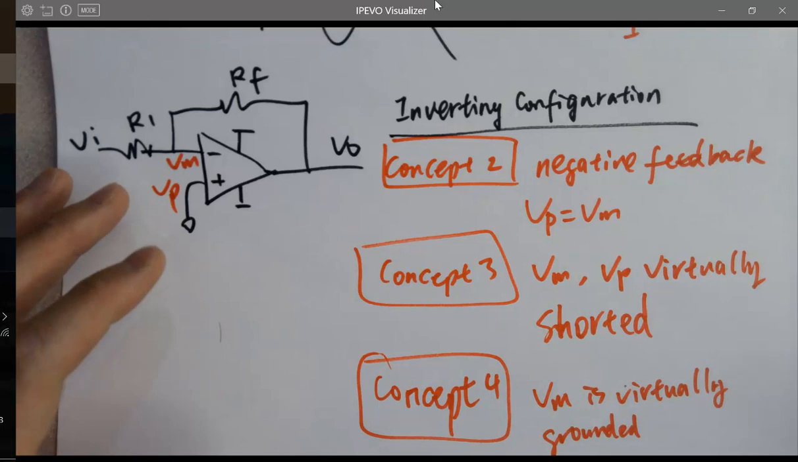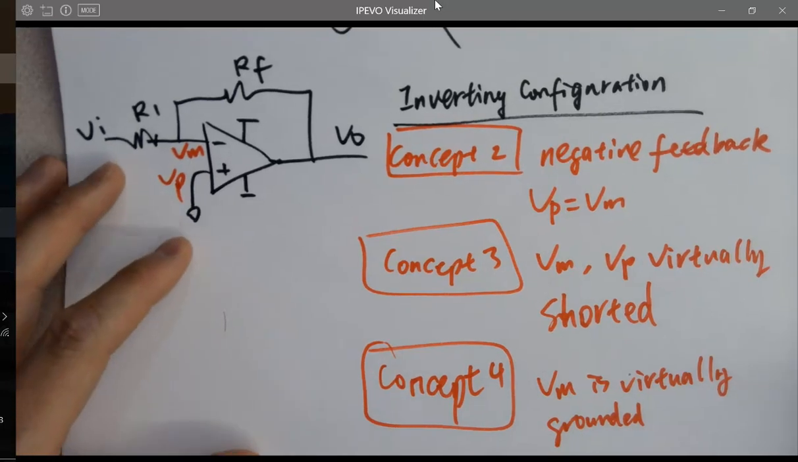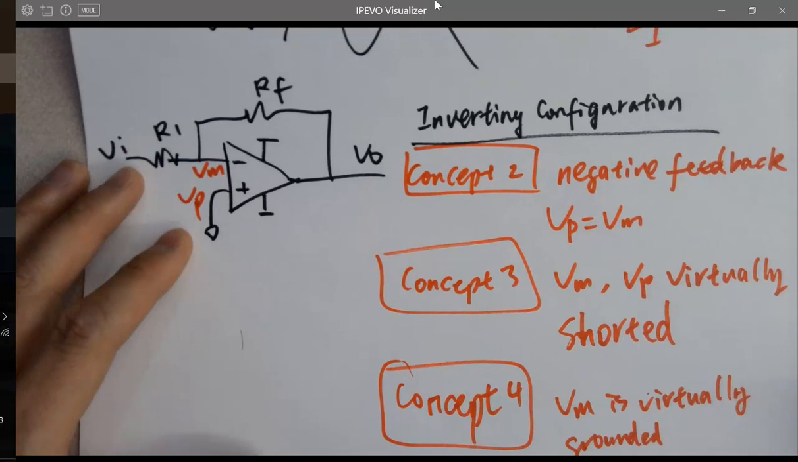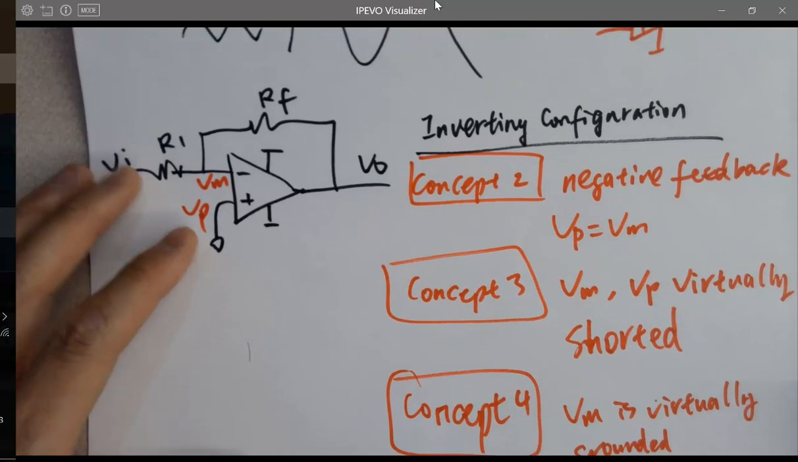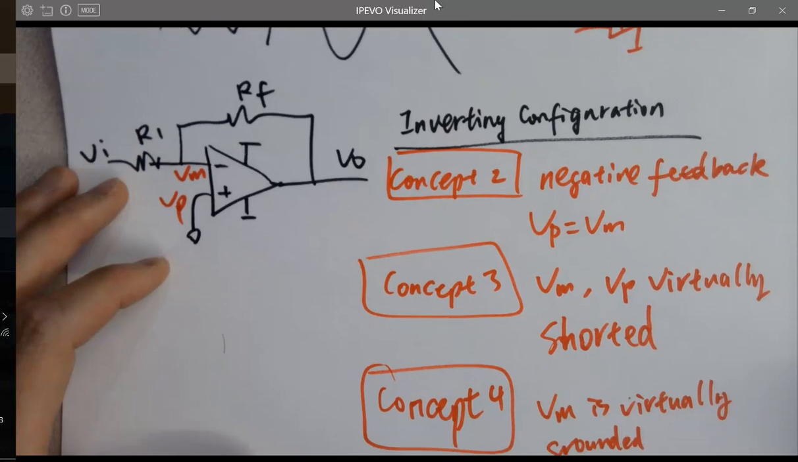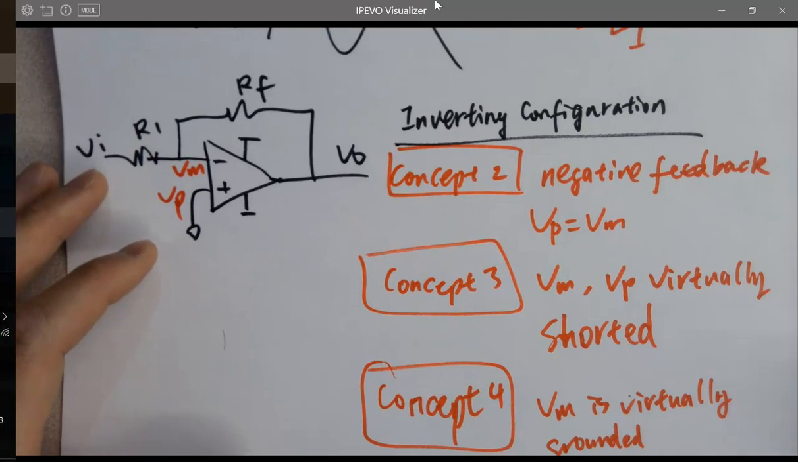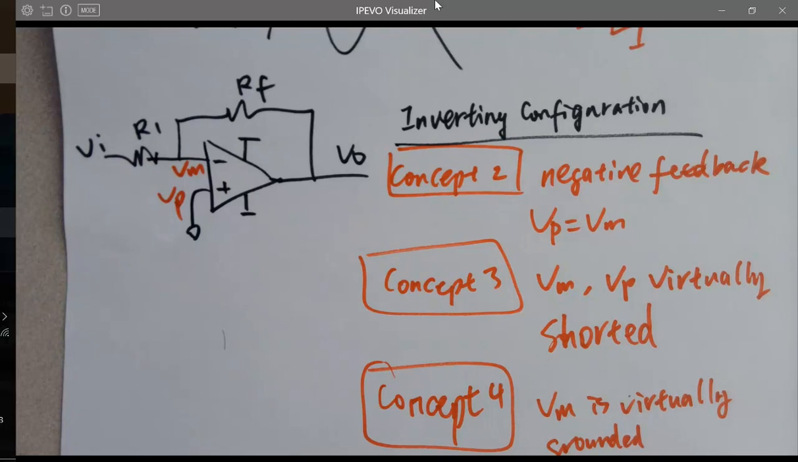Could you do the same thing from the very beginning, Sarah? The challenge. So start from the beginning, okay? What's happening here? VP and VM virtually shorted. VP is grounded, that's why VM is virtually grounded. Nice. Did you get it? Does that make sense for everyone?